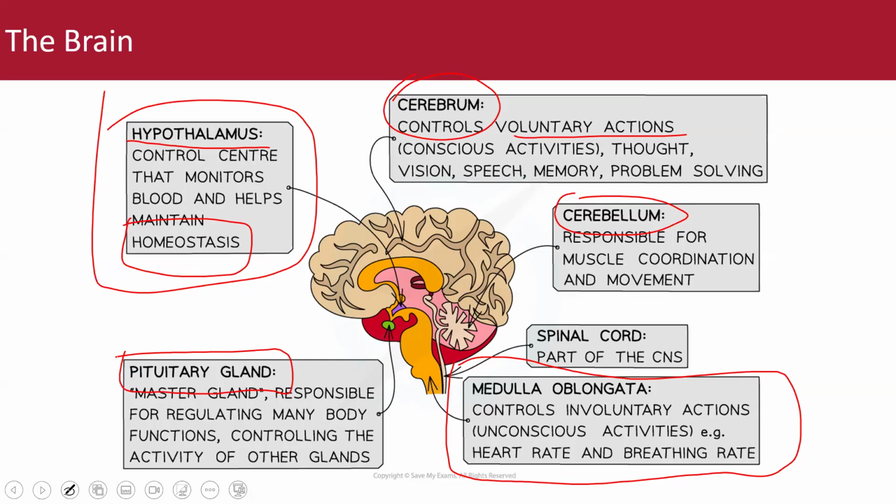Okay. Right. Anybody got any questions about the brain? Okay. Now, I have to admit, I personally find it difficult trying to remember all these things, but you guys are way smarter than me.